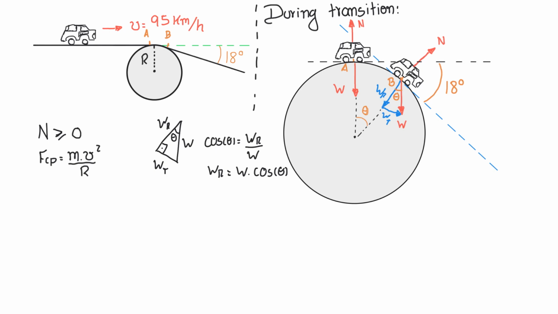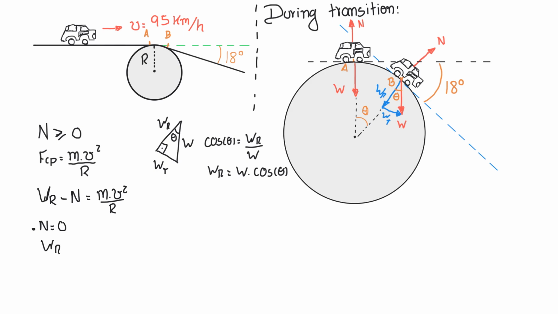Therefore, we can write the centripetal force as follows. At any point of the circumference, the centripetal force is given by the radial component of the weight force, which is pointing to the center, so it's positive, minus the normal force that is pointing outwards. This is equal to the mass times the velocity squared divided by the radius. Then, in the limiting situation, where the normal is very, very close to 0, so that we can say that it is effectively 0, we can say the following.